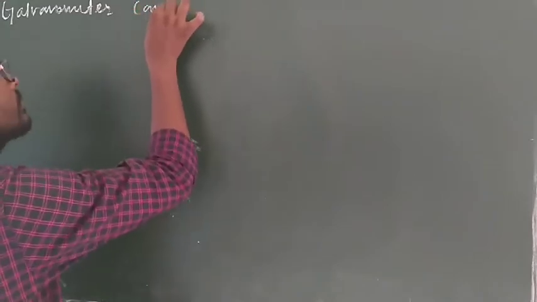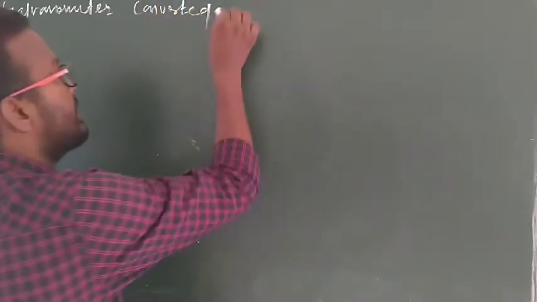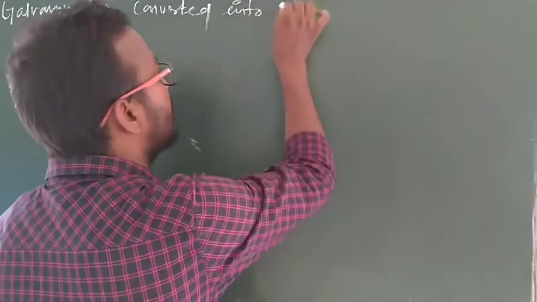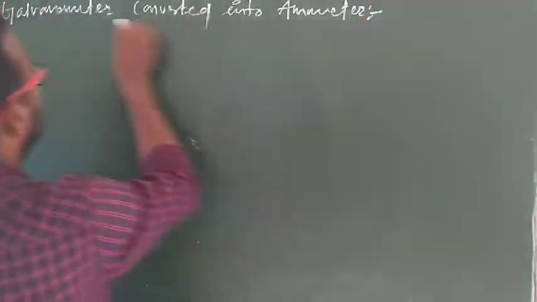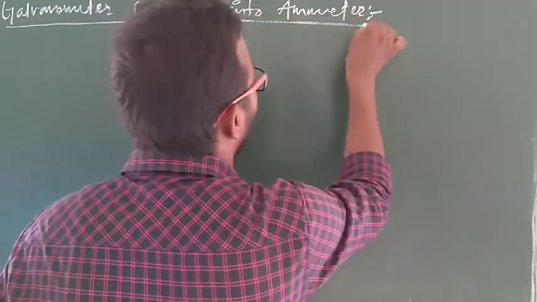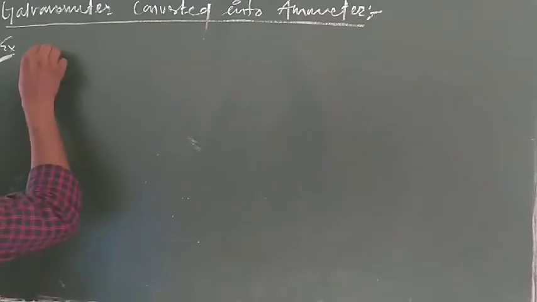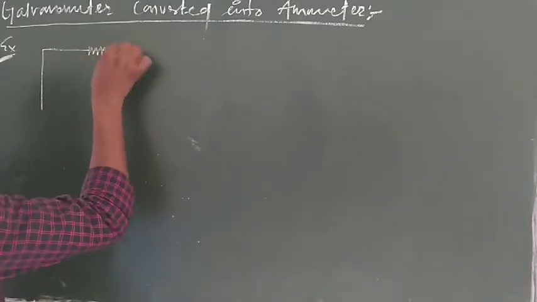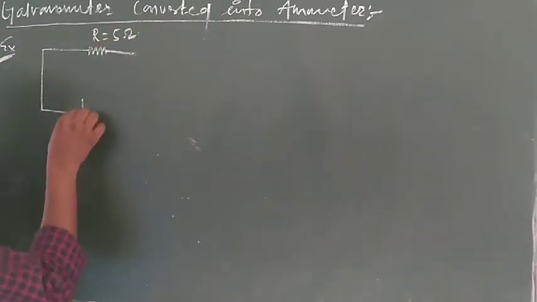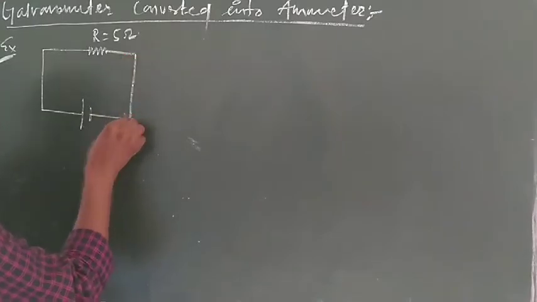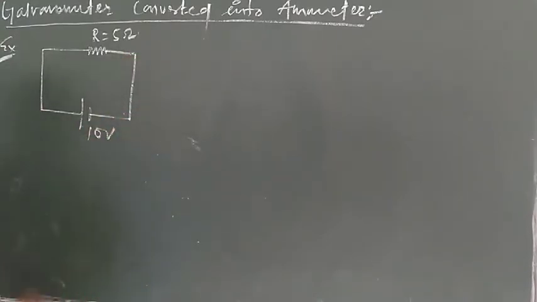Galvanometer converted into ammeter. Suppose first we will go for a circuit. Suppose we have a circuit. There is a resistor of resistance R equal to 5 ohm, which is connected across a potential difference of 10 volt.